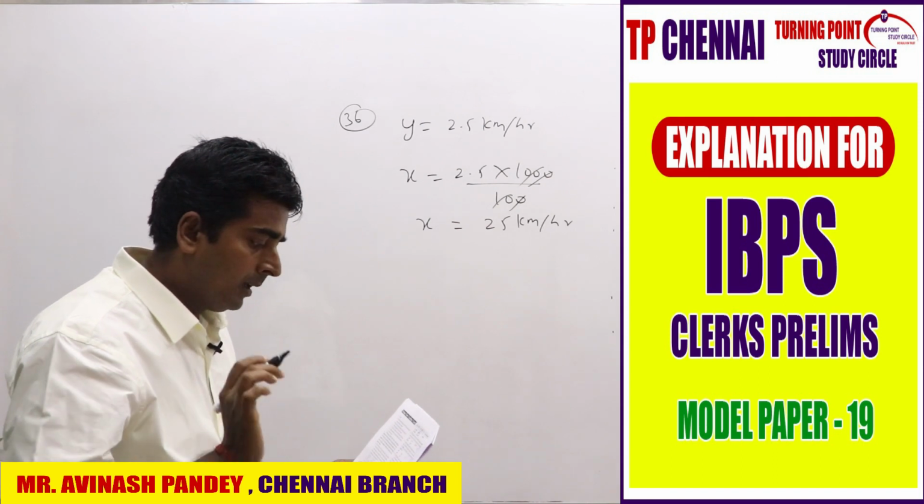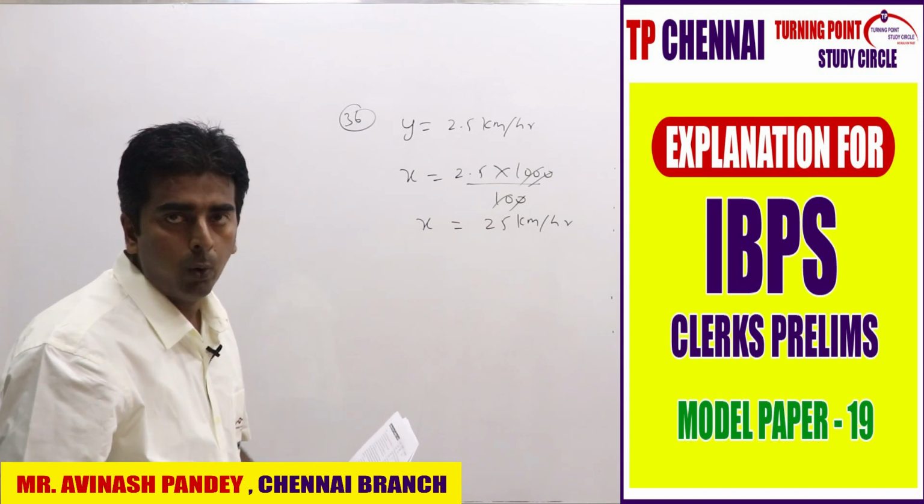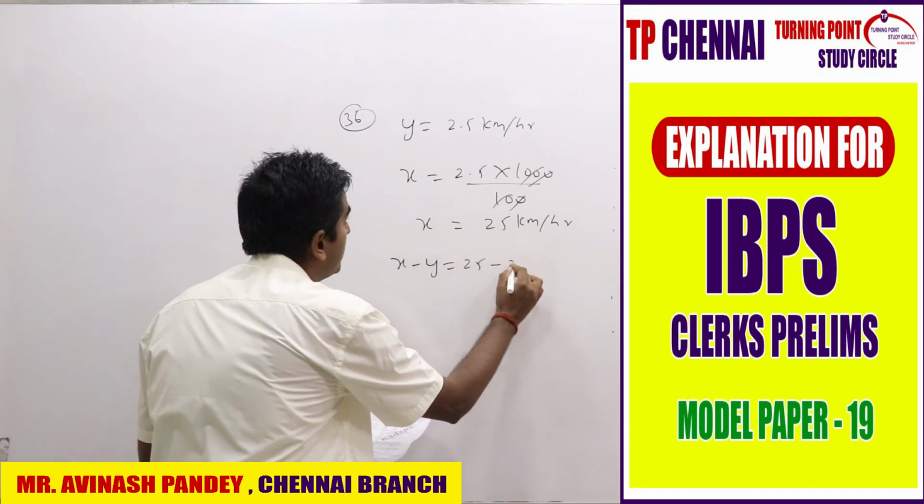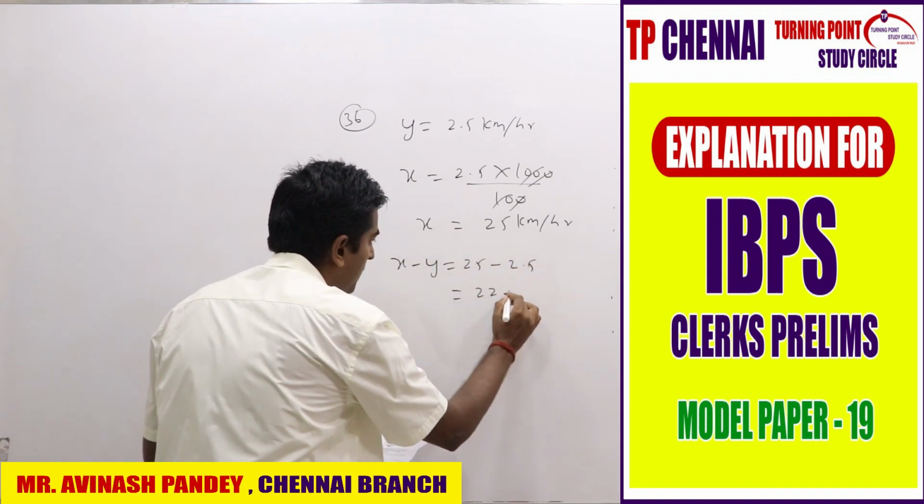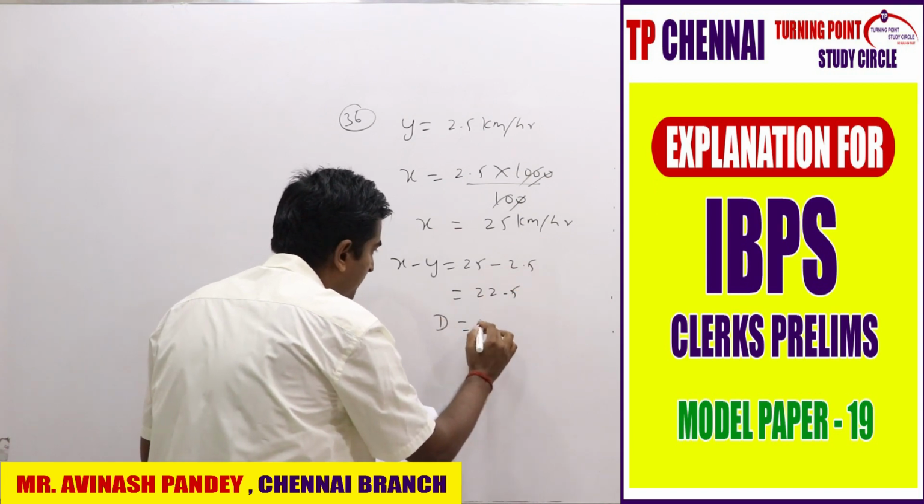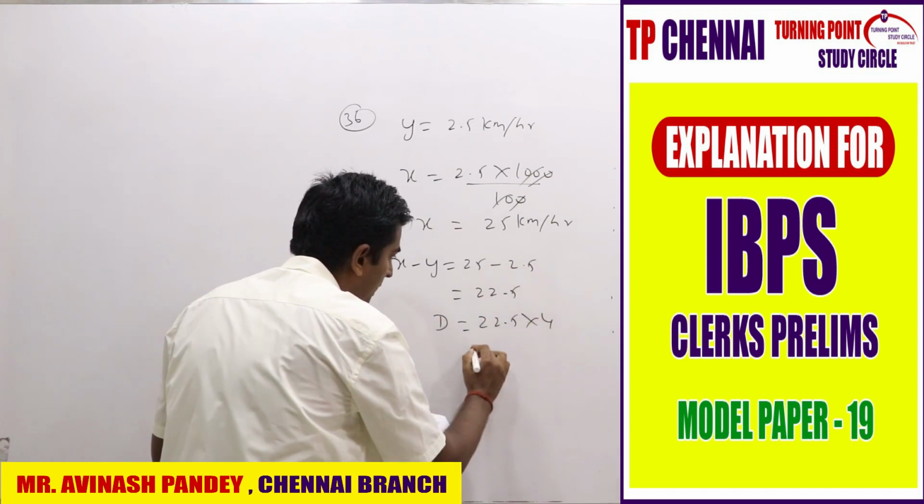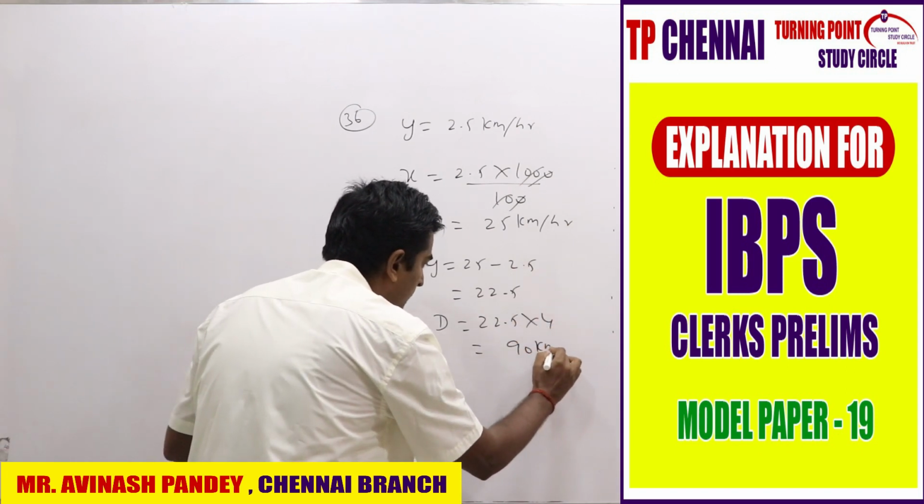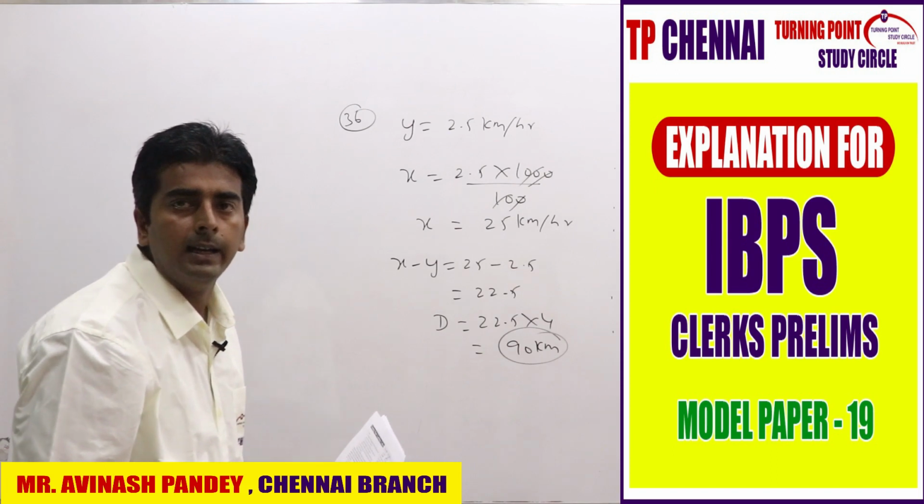Now what they are asking: find the upstream distance covered in 4 hours. Upstream is x minus y. So 25 minus 2.5 is 22.5. Distance is equal to speed into time, 22.5 into 4. 22.5 doubled is 45, doubled again is 90 km. So my answer is 90 km.